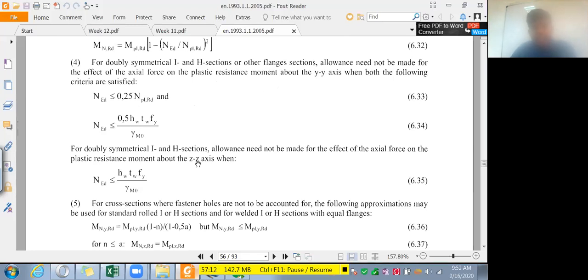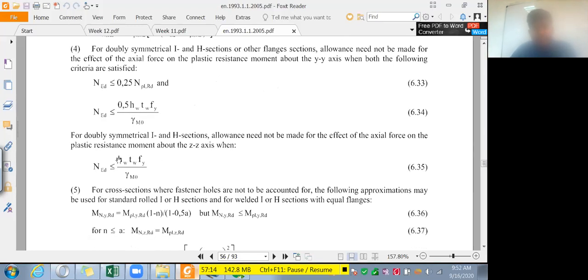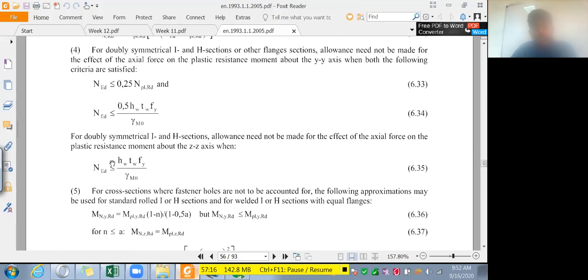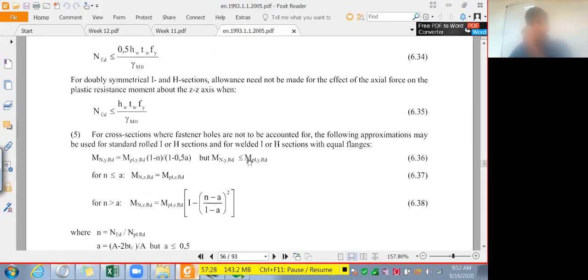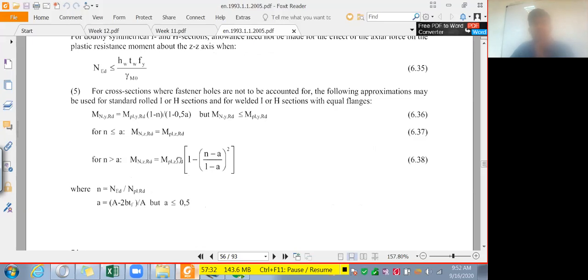If it is about the z-axis, you don't need to consider the reduction or the effect of axial force on the bending resistance if it satisfies this. So you have to check these clauses.